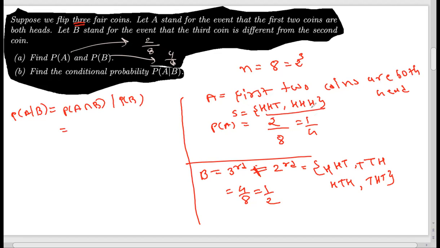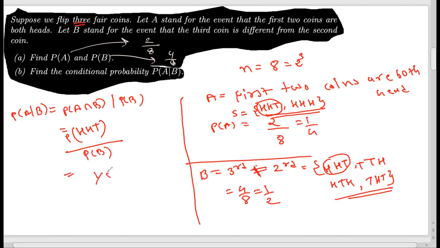So you can write from here and directly do the intersection. Then HHT is the only one which is common here. So P of HHT upon P of B. What is the probability of getting HHT? That's 1 by 8. What is the probability of P of B? 1 by 2. Just do the simplification and you'll get 1 by 4 as the answer. This is a very easy example, as I told you also.